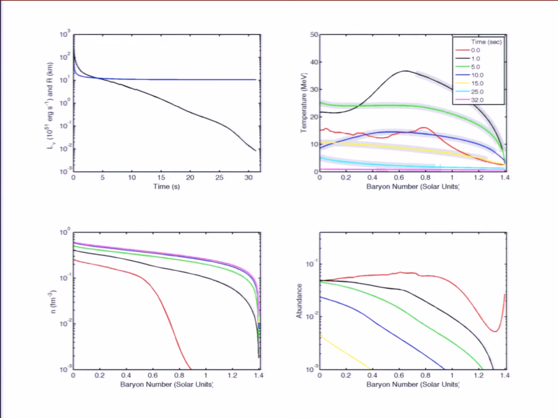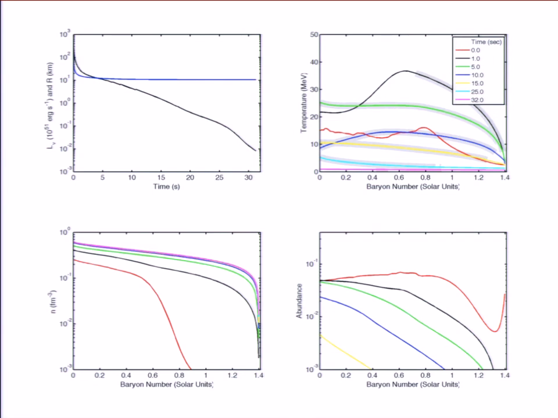So here I'm just plotting the neutrino luminosity as a function of time, and the radius of the proto-neutron star as a function of time, and so here time is linear. And over this first second, you get this quick contraction, and then the radius stays about the same, and you get this fall off in luminosity as a function of time. So at early times, you're at like 10^53 ergs per second, but by a second, you're down at 10^52, and by 20 seconds, you're down at 10^51 or something like that.